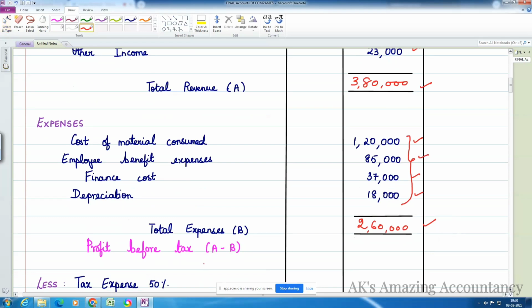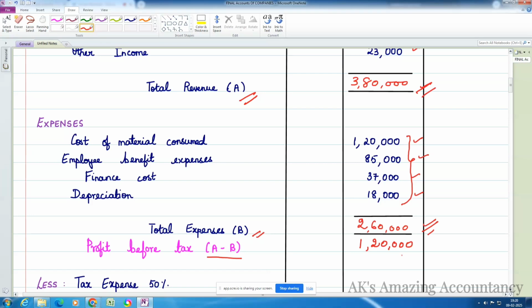So profit before tax is nothing but A minus B. What is A? A refers to total revenue. And what is B? B refers to total expenses. So total revenue minus total expenses will give you profit before tax, which is nothing but 3,80,000 minus 2,60,000, which will in turn give you 1,20,000. So how will you call this 1,20,000? 1,20,000 will be called as profit before tax.